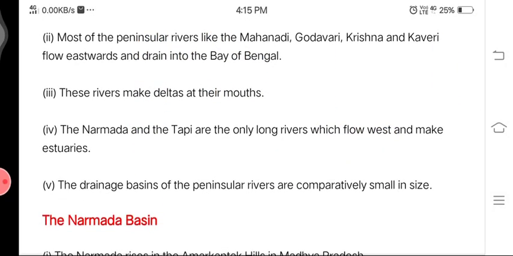Next, most of the peninsular rivers like the Mahanadi, Godavari, Krishna and Kaveri flow eastward and drain into the Bay of Bengal. These rivers make deltas at their mouth. The Narmada and the Tapi are the only long rivers which flow west and make estuaries. The drainage basins of the peninsular rivers are comparatively small in size compared to the Himalayan rivers.